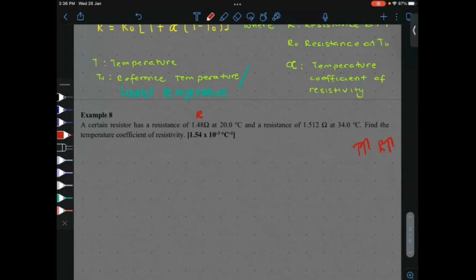Okay, so temperature yang kita ada 20 dan juga 34. So 20 yang paling kecil, so 20 will act as your T naught. So since 20 is T naught, the resistance at 20 degrees Celsius is your R naught.